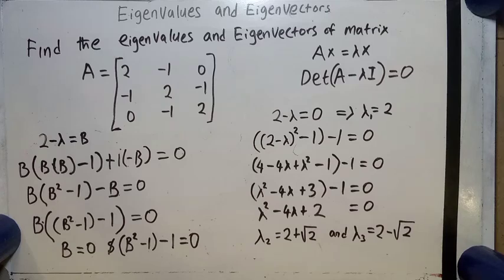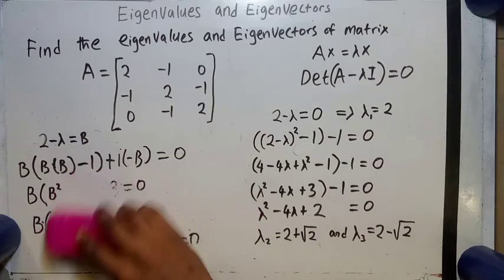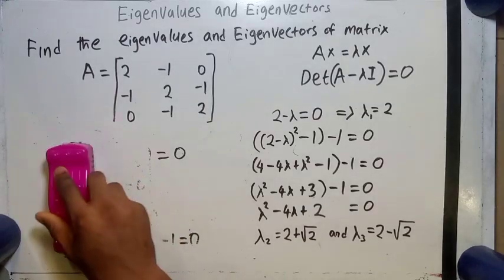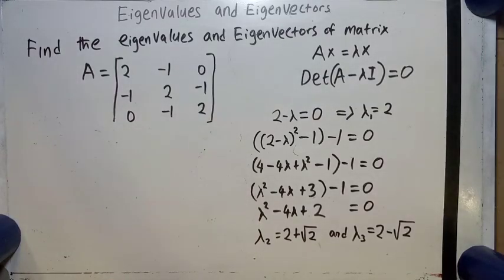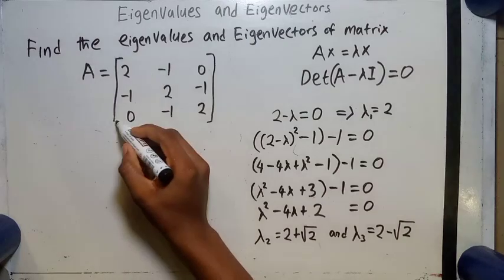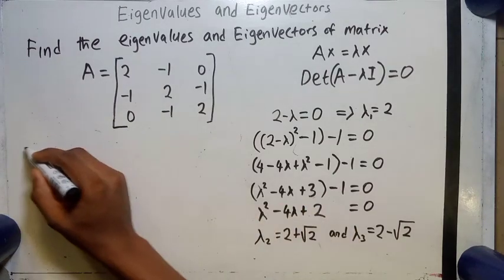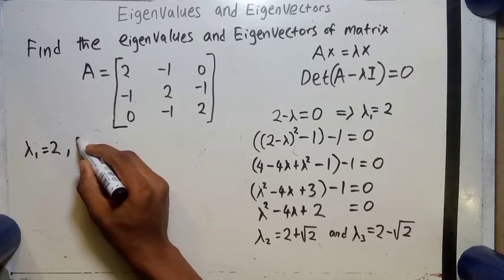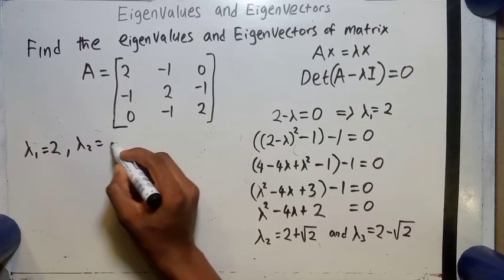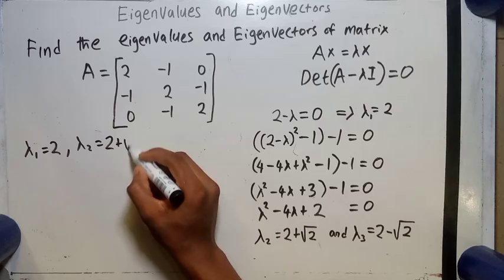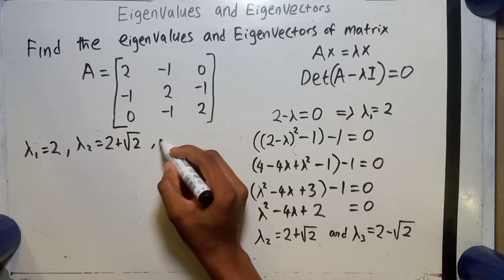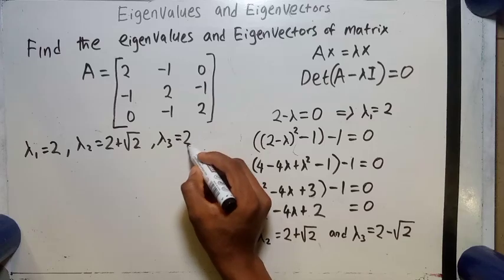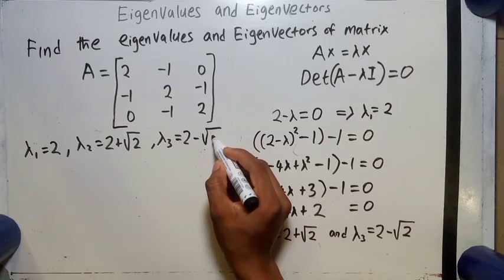Yeah man. Just like cooking soup, we just poured the ingredients. We never even started. Okay. Now our lambda 1 is equal to 2, that of our lambda 2 is 2 plus root 2, and then lambda 3 is 2 minus root 2.